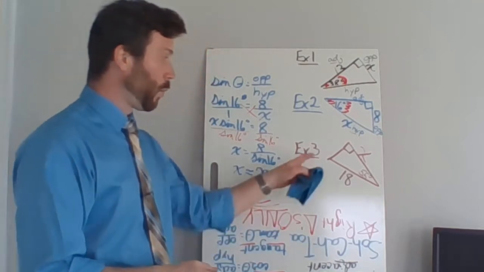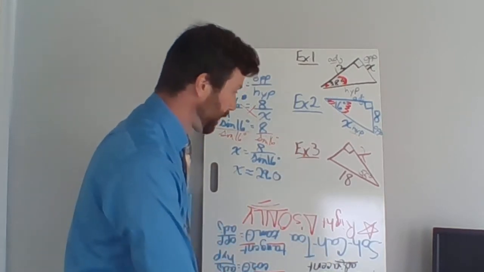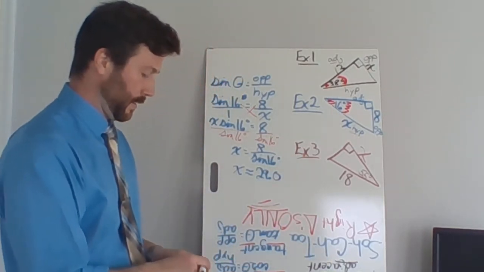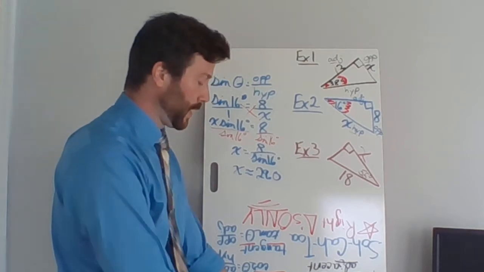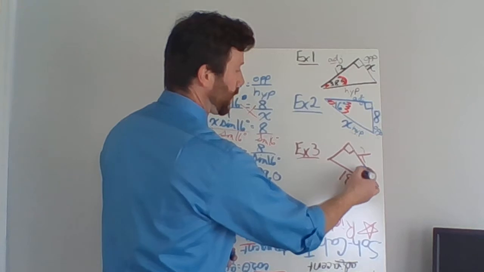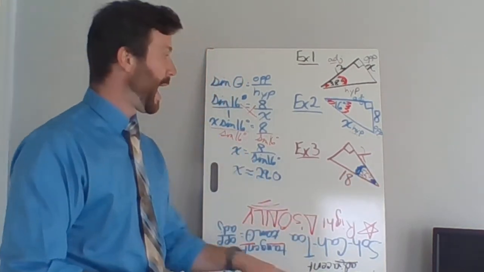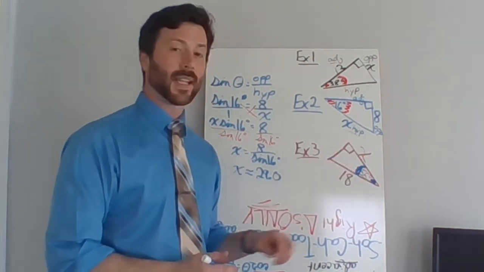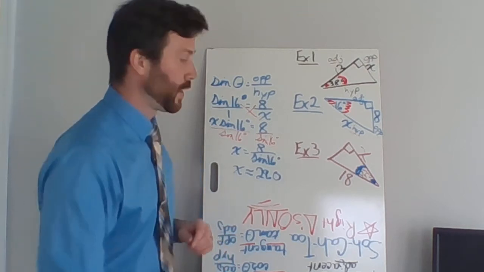Now, let's take a look at one more here. Okay, example 3. Okay, first thing that I want to do is highlight the angle that we're given. Okay, so this is the 55-degree angle that we have. I have this side's x, this side's 18. I don't have anything for this third side.